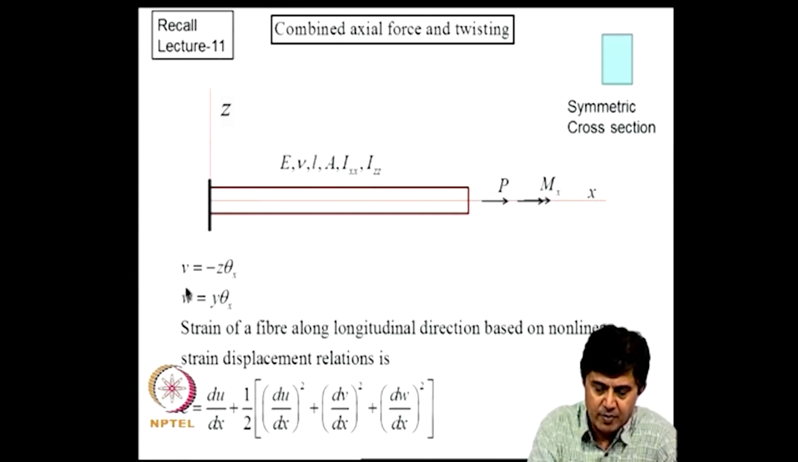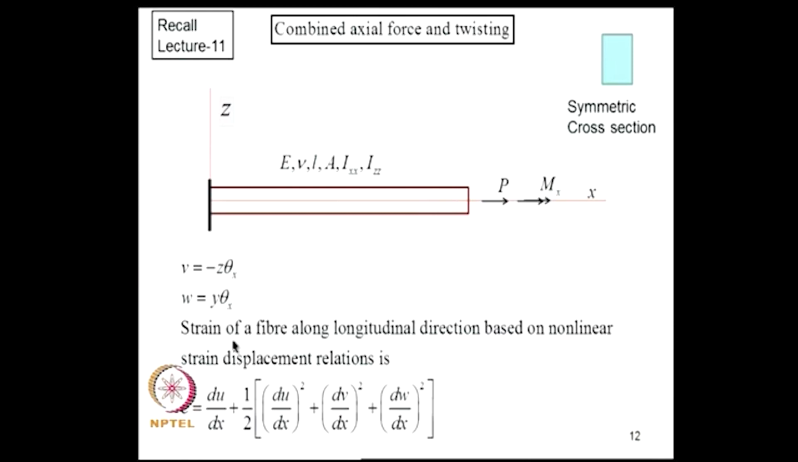So, from there we pick up the x-z plane and we assume displacements v = -z θx and w, and if we use now the strain of a fiber along the longitudinal direction based on the nonlinear strain-displacement relation, we get this.